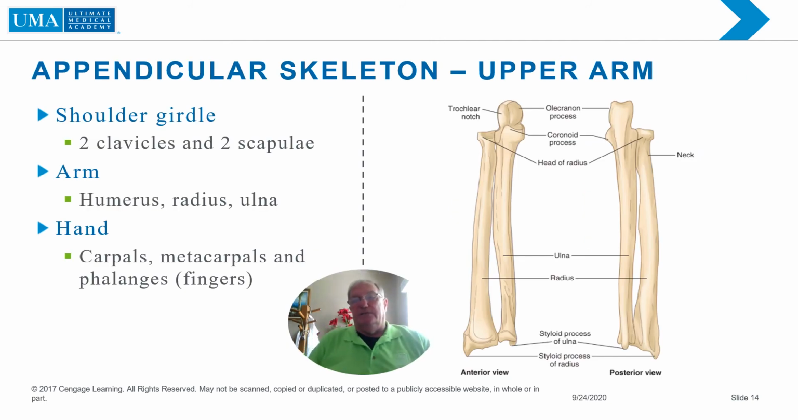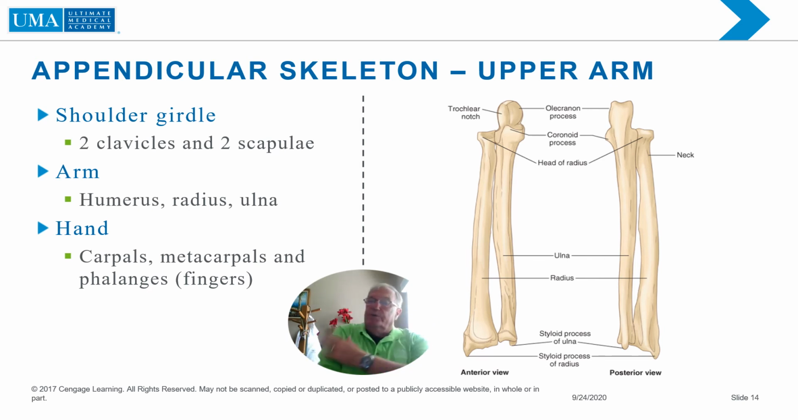So this distinguishes your appendicular skeleton, the appendages, your upper arm. The shoulder girdle has two clavicles, right here, and two scapula in the back, right there. So we have two of those, one on each side.